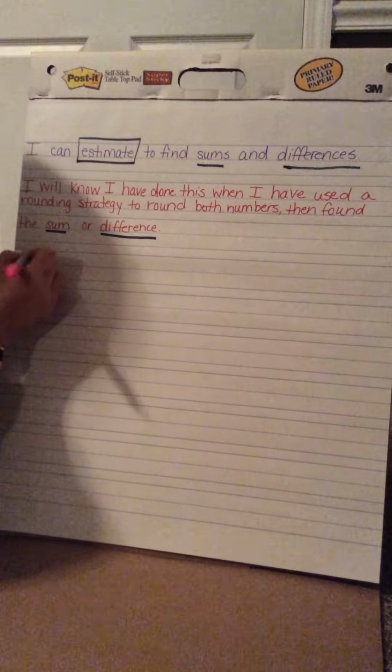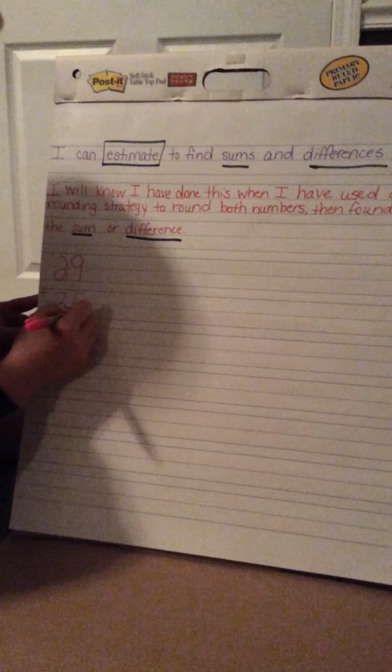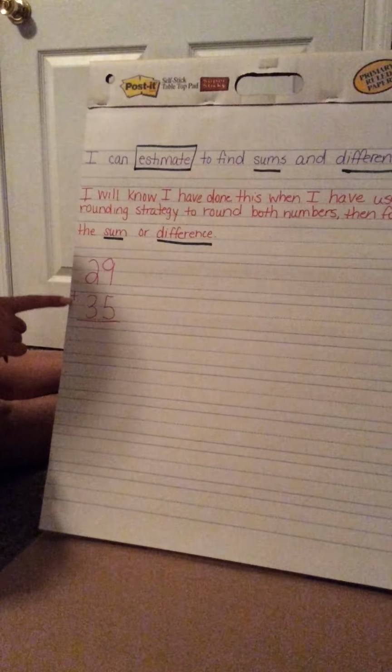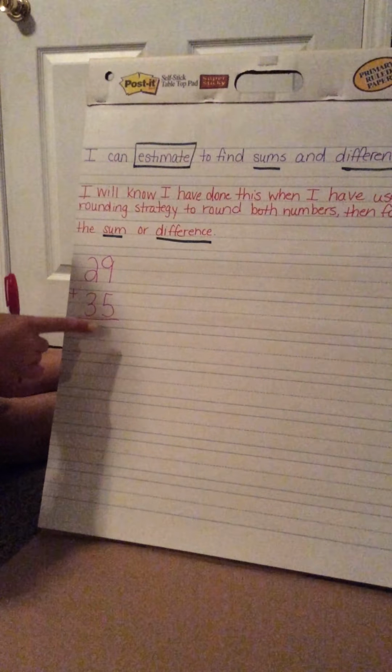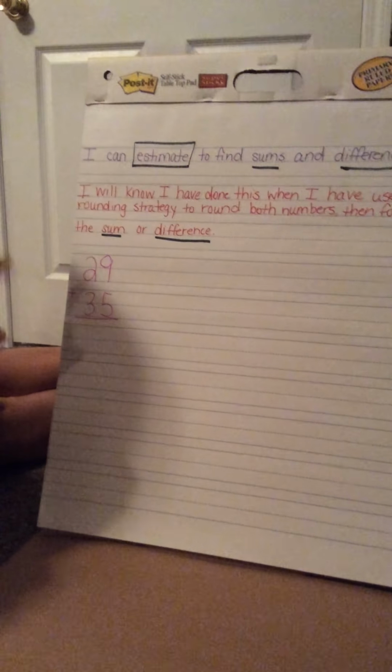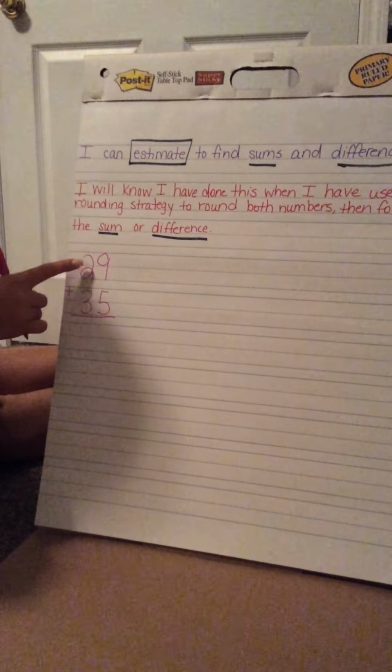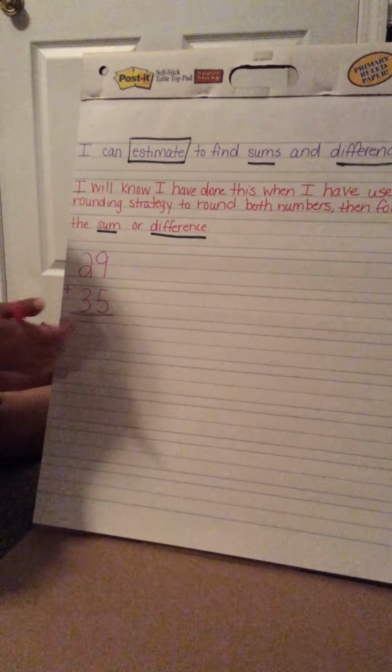So we'll first start with numbers that go to the tens place. So if you have the problem 29 plus 35. Well, you notice this is an addition problem, so we're going to be finding a sum. According to our success criteria, the first thing we need to do is round both numbers. If it's a number that goes to the tens place, you're going to round to the largest place value. So in this case, you're rounding to the tens place because the largest place value is the tens place.